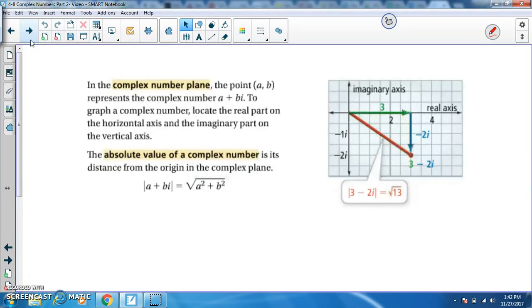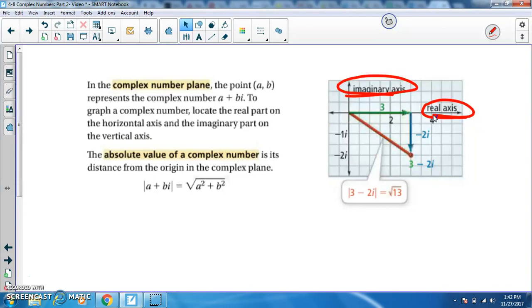So first, in the complex number plane, the point (a, b) represents the complex number a plus bi. So we are going to have a coordinate plane. Instead of x-y axes, it's going to be a real axis and an imaginary axis. So this is our real axis and this is our imaginary axis. And so we're going to graph the real part on the horizontal axis and the imaginary part on the vertical axis.